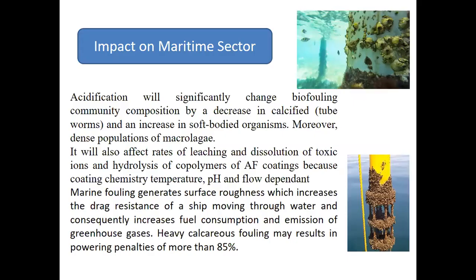How will ocean acidification and climate change impact the maritime sector? Acidification will significantly change biofouling community composition by decreasing calcified organisms and increasing soft bodied organisms. Moreover, there will be dense populations of macroalgae. It will also affect the rate of leaching and dissolution of toxic ions and hydrolysis of copolymers of coatings, because coating chemistry is temperature, pH, and flow dependent.